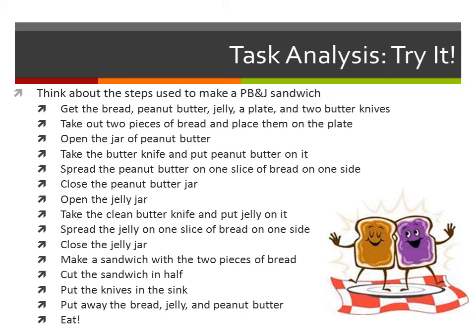Next, I would take out 2 pieces of bread and place them on the plate. Then open the jar of peanut butter. Take the butter knife and put peanut butter on it. Spread the peanut butter on one slice of bread on one side. Close the peanut butter jar. Open the jelly jar. Take the clean butter knife and put jelly on it. Spread the jelly on one slice of bread on one side.